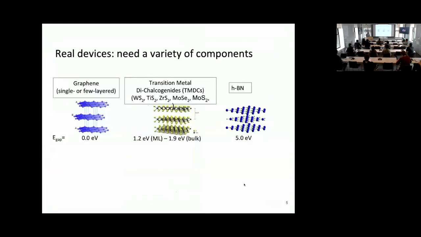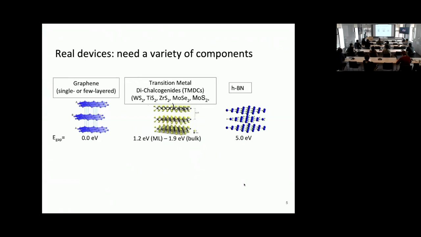Now, in order to have real applications, you need different types of components, and we do have those very well developed types of components. So you need a metal with zero band gap. I told you about graphene, single or few layered graphene. You need semiconductors of various band gaps, and here's a very important family of semiconductors called transition metal dichalcogenides. There's different compositions, different number of layers. This allows you to play with the band gap.